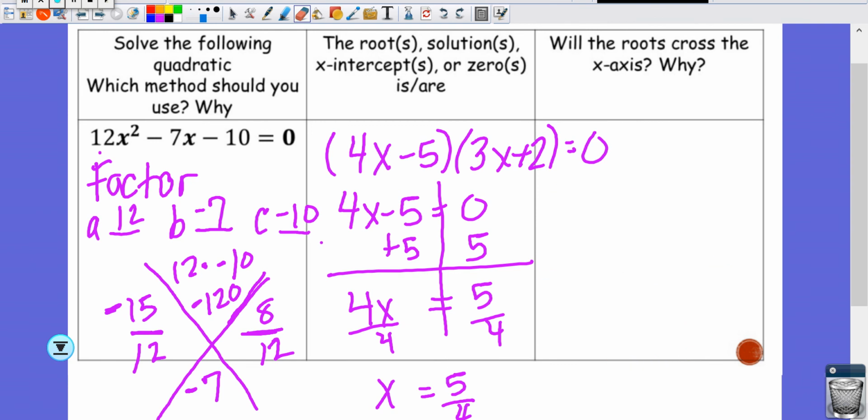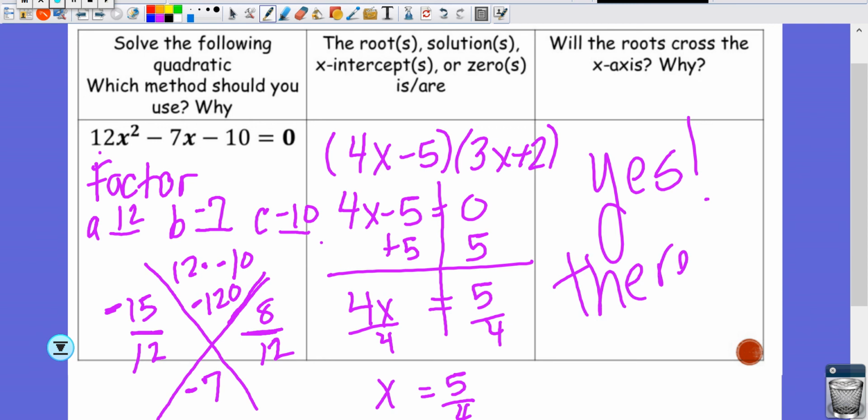Will these roots cross the x-axis? And we're going to say why. We're going to say yes. There is no i. Or you can say these are real roots. And we're finished. All right, let's go to the next one.